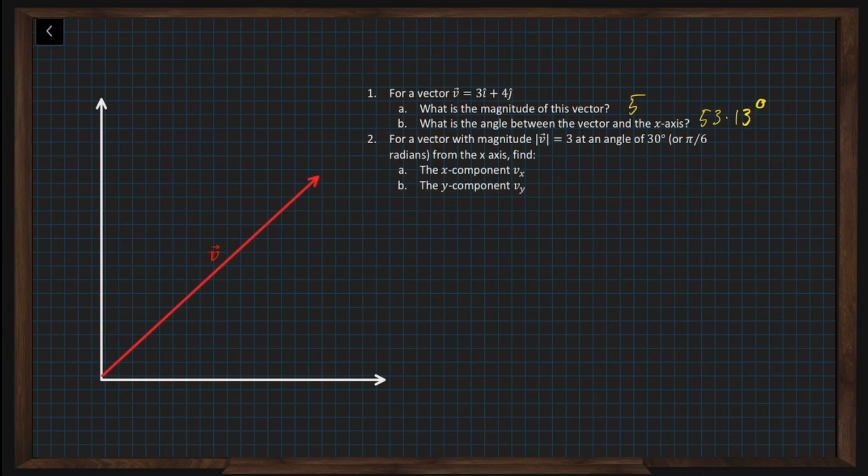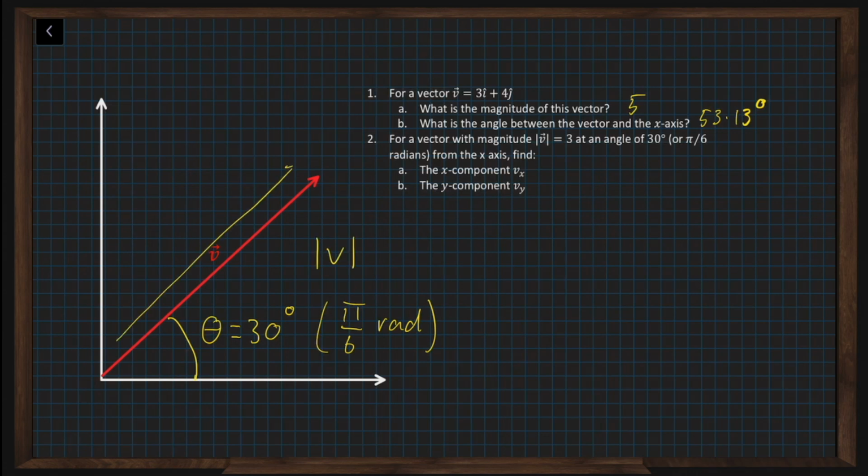Okay, I have cleaned my board, so it is time to address the second question. So here we have a vector with magnitude of 3, and it is at an angle of 30 degrees or pi over 6 radians from the x-axis. So we know that we have this vector and we know that angle, and theta is equal to 30 degrees or pi over 6 radians. And we also know that the magnitude of that vector, or this distance, is equal to 3.